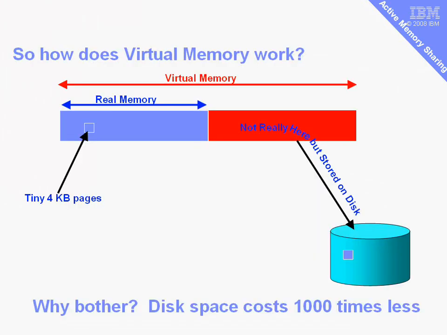So how does virtual memory work? Well, a program thinks it's running in a virtual address space, and it thinks that it is all in memory. But in actual fact, only part of the program is in real memory, held in these tiny 4K memory pages. But a large chunk of the program is not actually in memory, it's actually stored on the disks. Now the reason we do this is because disk space is 1,000 times cheaper than memory. But of course disks are also 1,000 times slower, so we have to move things quickly between the disk and memory to hide the fact that we're actually using the disks for part of the program.